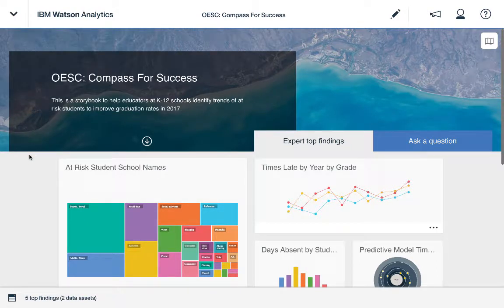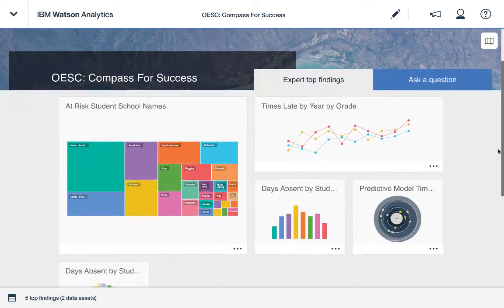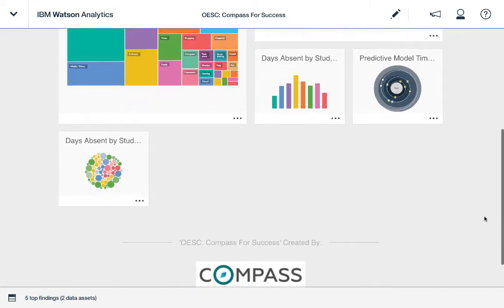Now, this expert storybook was designed to act as a guide to a specific business problem, guiding a user to the most relevant and important insights. And in this use case, we're focusing on trends of at-risk students. Here are the expert findings that I've selected for this storybook. And now let's go through these findings together.